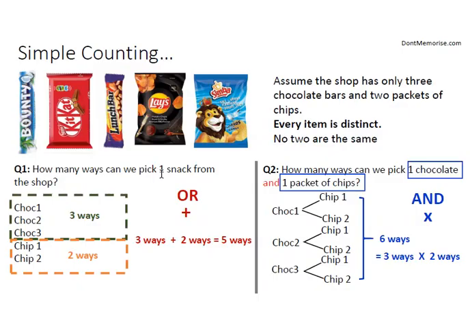Okay? Now look at this example. Assume the shop has only 3 chocolate bars and 2 packets of chips. Every item is distinct. Question 1. How many ways can we pick one snack from the shop? So it's time to make a decision. At this moment, I want a bar of chocolate or a packet of chips. Or.